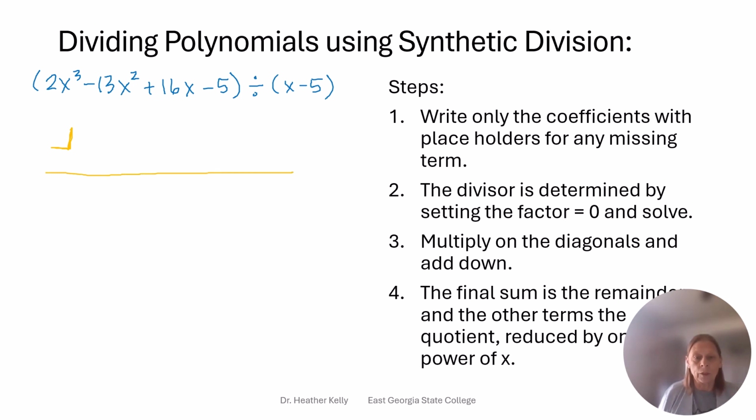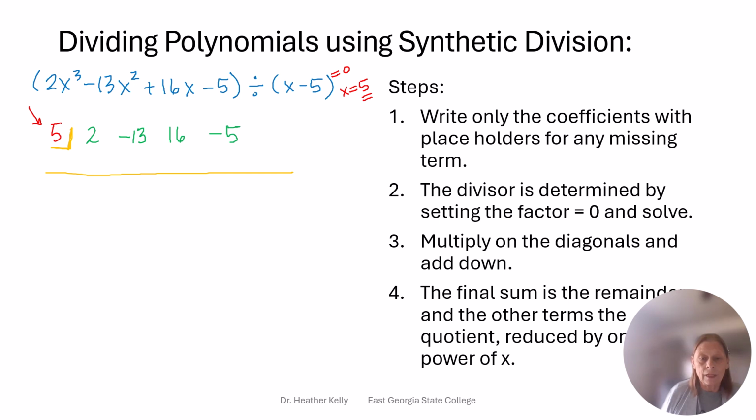Then what we do is we use only the coefficients. If we're missing one, we have to stick in a 0 to replace those missing coefficients, but we're not missing any, so there's 2x cubed, minus 13x squared, 16x, and the minus 5 is the constant. Now, we have to put our divisor in this little tray here, and the way that we do that is we set the divisor equal to 0 and solve it, and so 5 is what needs to go here in this little spot.